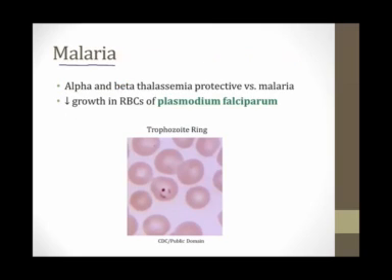Let me mention malaria. Alpha and beta thalassemia are both protective versus malaria. There is less growth inside the red blood cells of the most severe form of malaria, malaria caused by Plasmodium falciparum. Keep in mind, patients who have thalassemias are just as likely to become infected as anyone else. However, when they do become infected, their syndrome is less severe because they have different types of hemoglobin inside of their red cells.